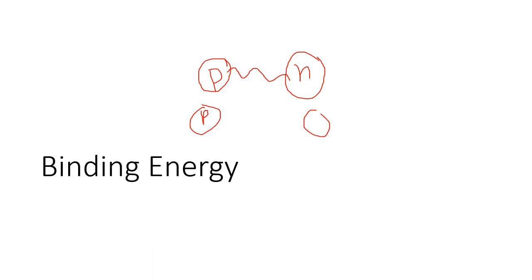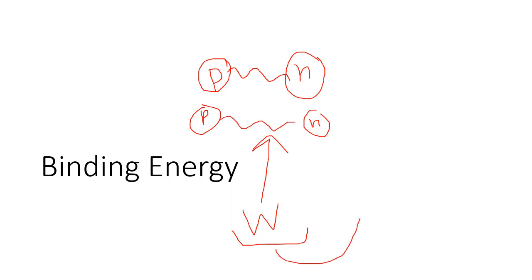Next we'll discuss binding energy. Inside any stable atom you have protons and neutrons. These nucleons are bound to each other by a very strong force. If I want to break this proton and neutron into individual particles, then I have to do some work. The amount of work done gives us an idea about the energy by which these nucleons are attracted or bound to each other. That energy is known as the binding energy.